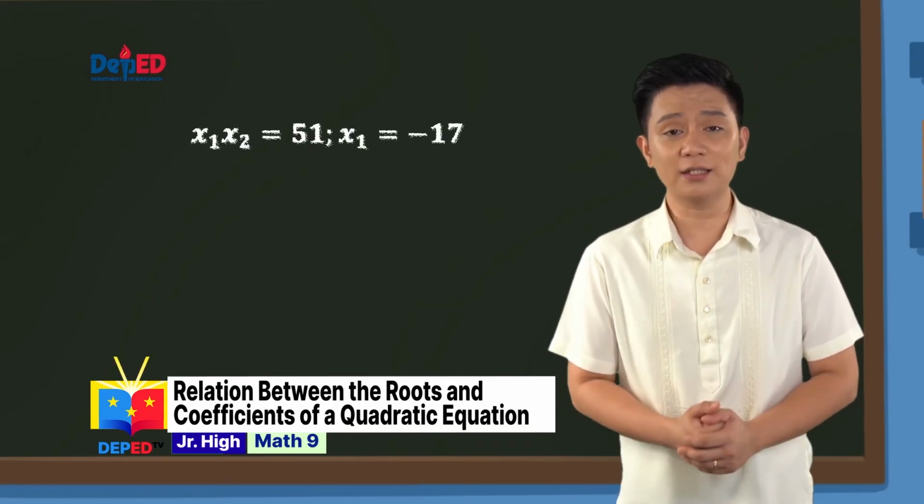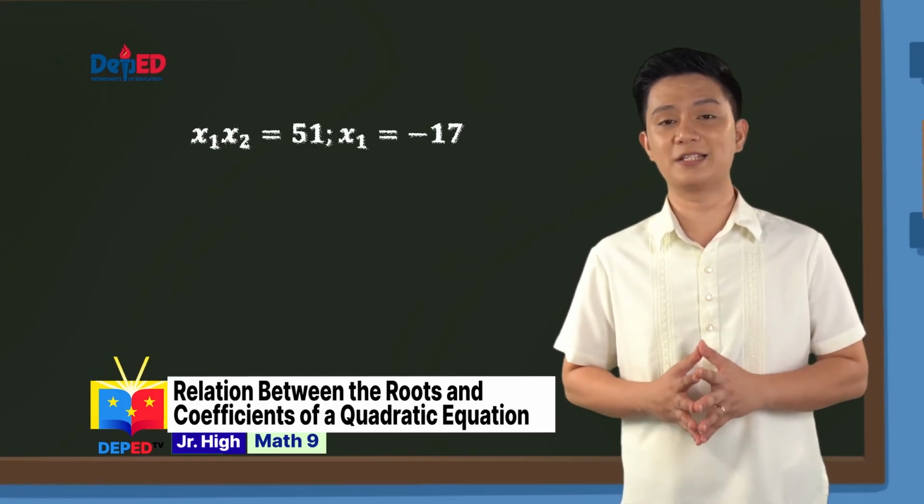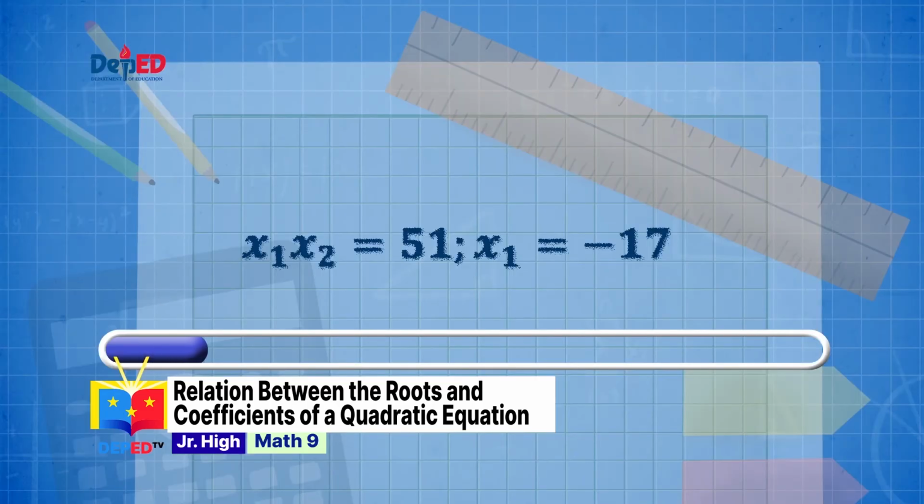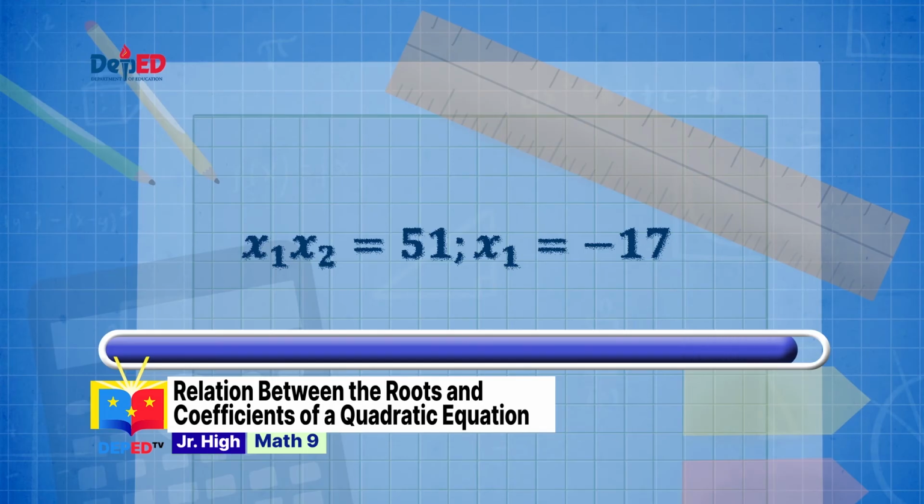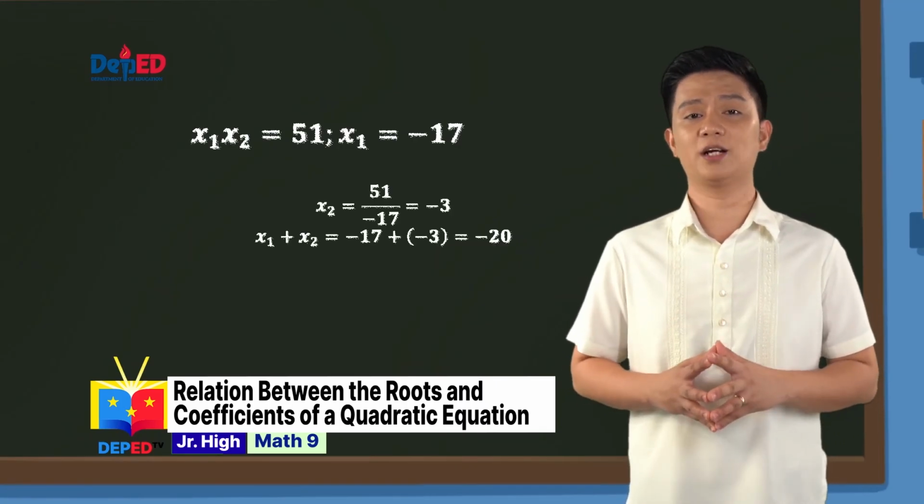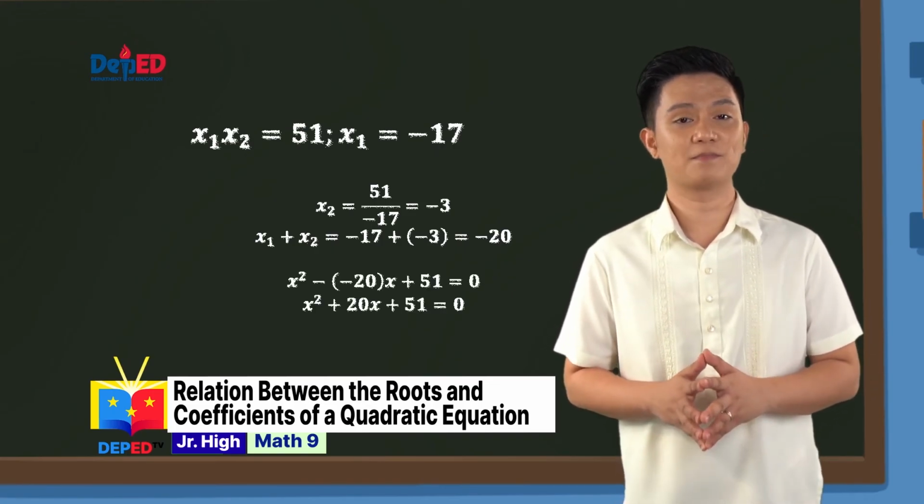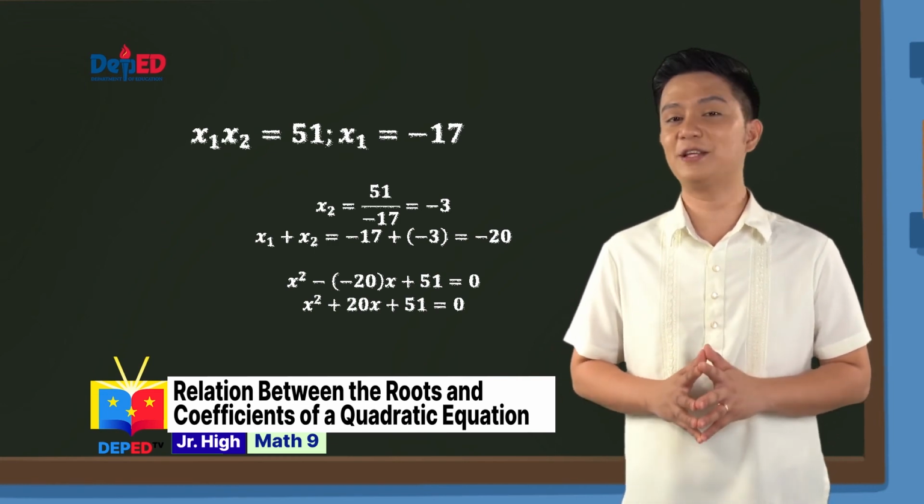Item number 3. The product of the roots of the equation is 51. One of their roots is negative 17. For 30 seconds, go! Time is up. Dividing the indicated product by the given root, we can obtain the other root, which is negative 3. So the equation is x squared plus 20x plus 51 equals 0.